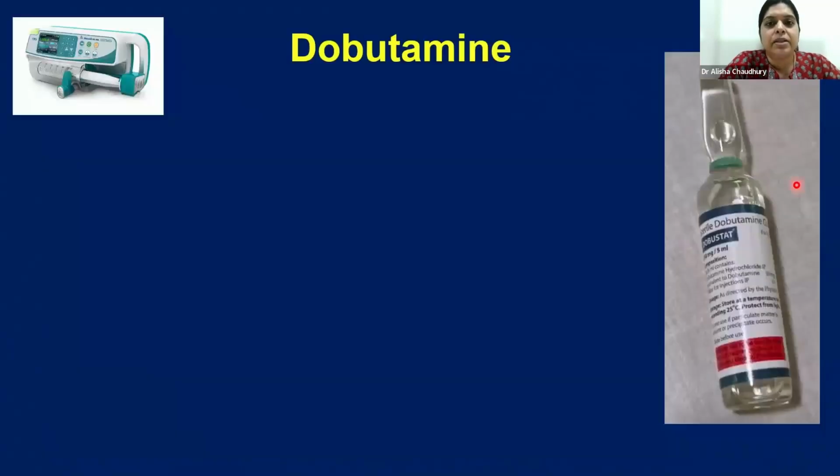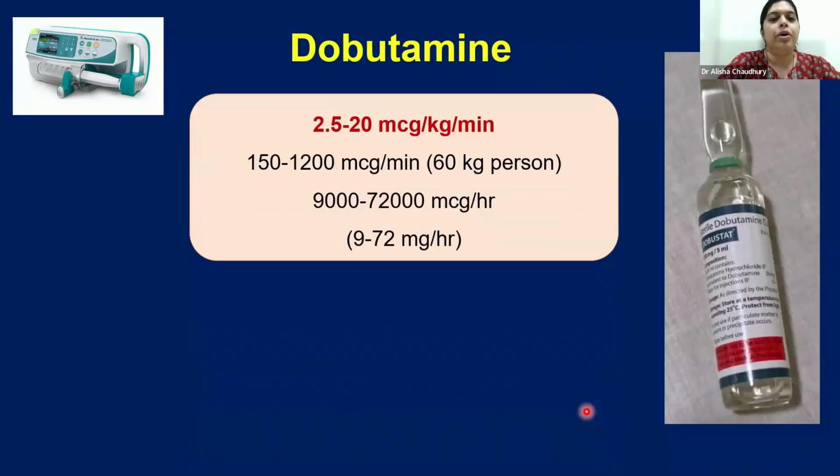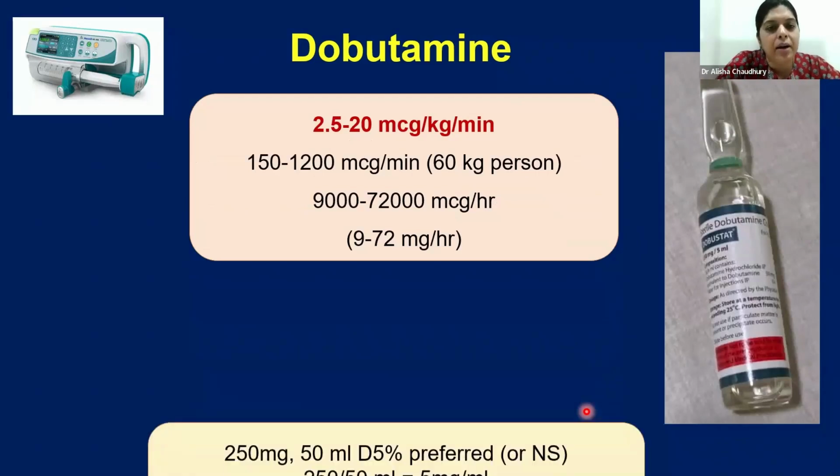We finished vasopressors. Now, what about the inotropes? That was the second part of the talk. Okay. So, coming to dobutamine, the most commonly available inotrope in our ICU. The dose of dobutamine is 2.5 to 20 mics per kg per minute. That comes up to 150 to 1200 mics per minute, which is around 9 to 72 milligram per hour.